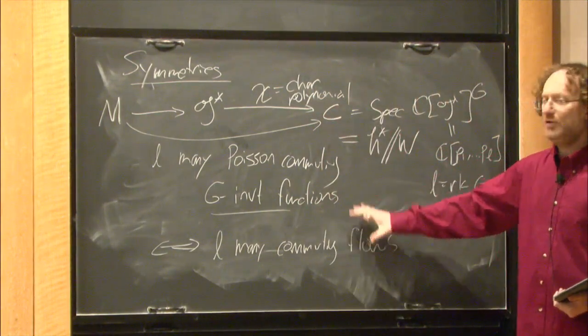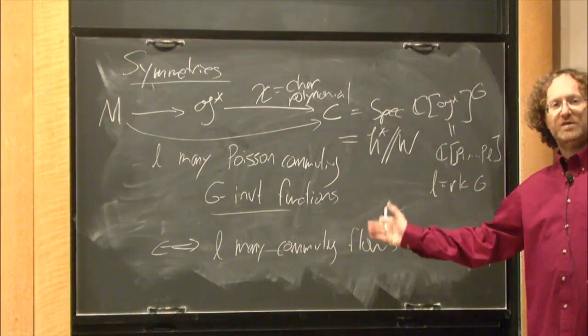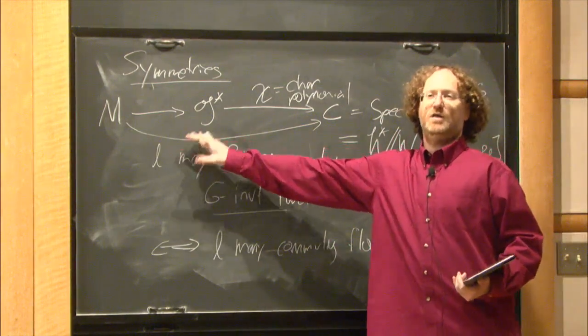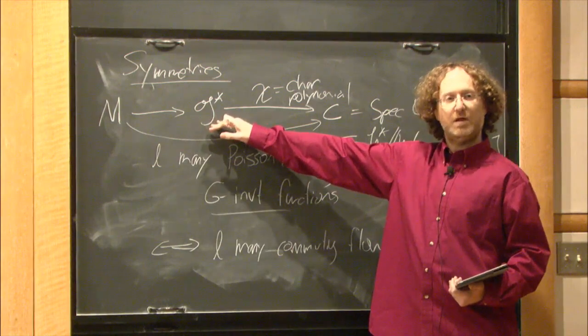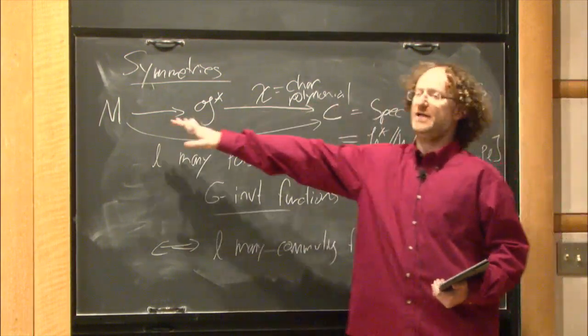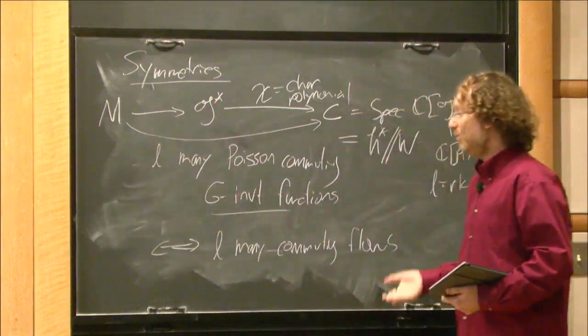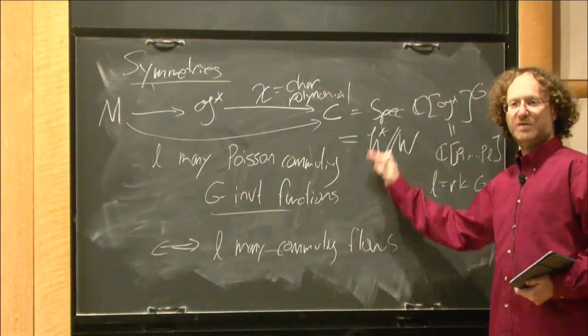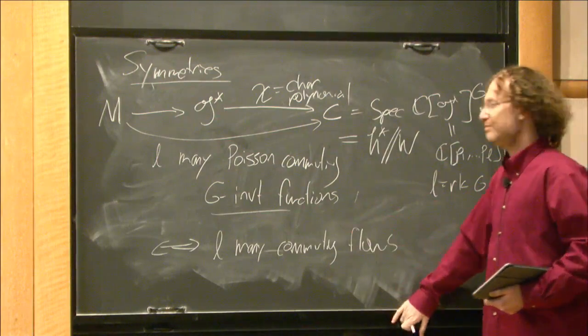And this is kind of the universal source of integrable systems. Integrable systems is a situation where you have the maximal number of commuting flows. Here I'm not asking anything about the relation between L and the dimension of M. But I think most interesting examples of integrable systems come from this setup.